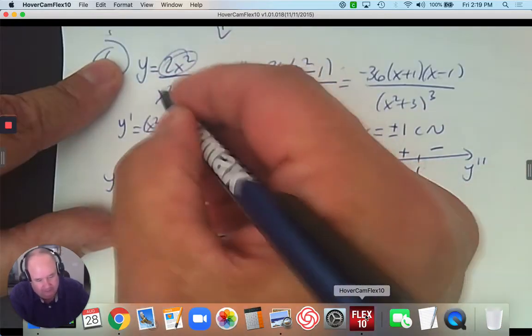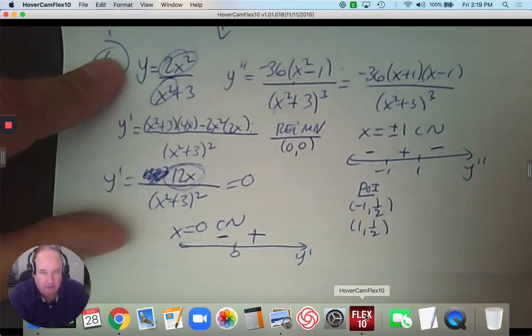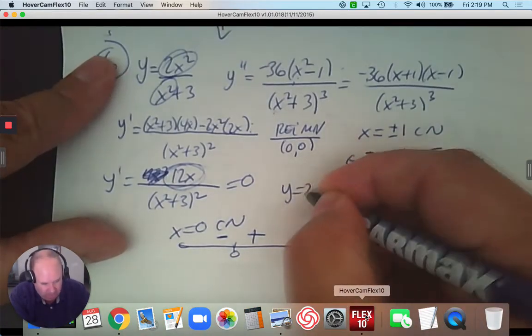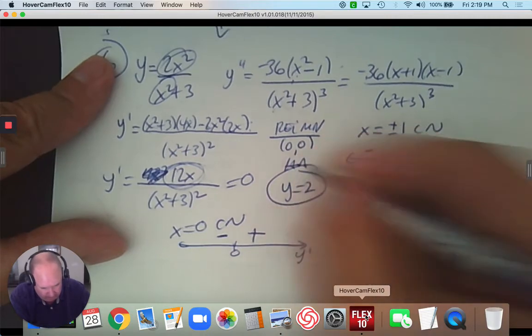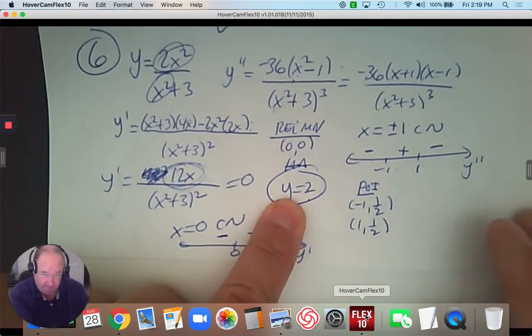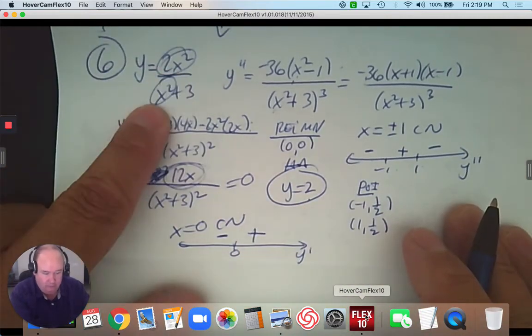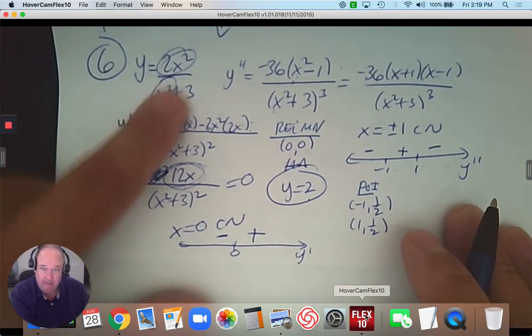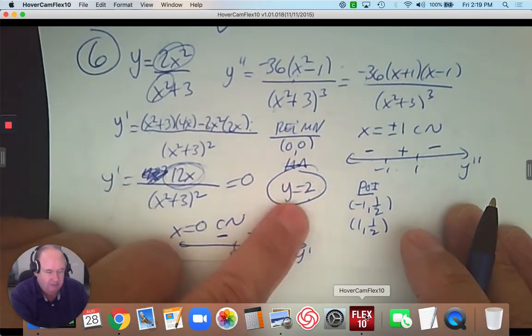If I look at the power here, 2x squared over x squared, I can tell that y equals 2 is a horizontal asymptote. That's the end behavior. So again, 2x squared over x squared, they have the same power. Divided out, you're left with 2. That gives you the end behavior.